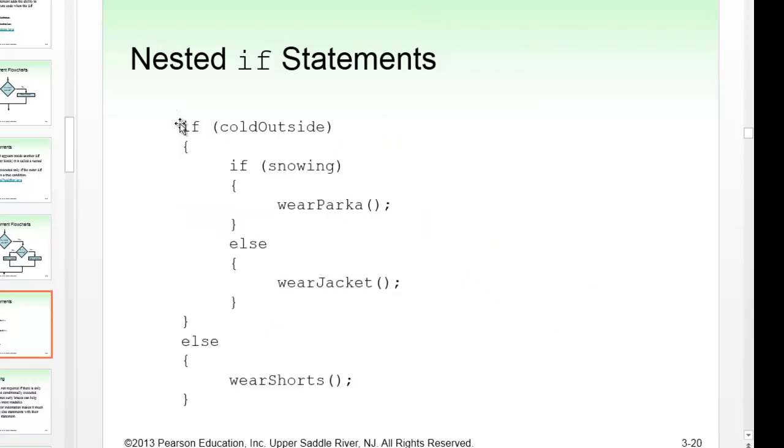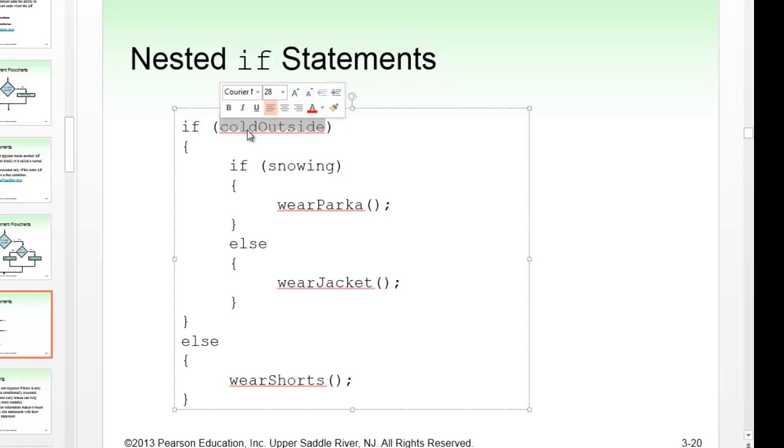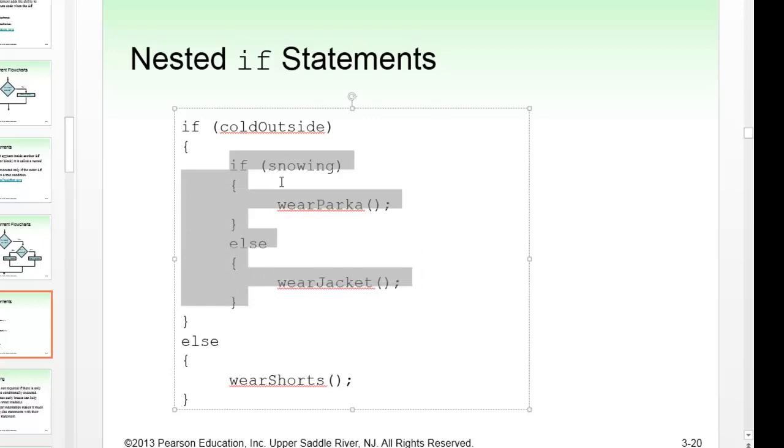So this is what the above code looks like. Cold outside would be, in this case, a flag or a Boolean. You could also have a comparison going on here. If it is not cold, then it goes to the else section here, and it calls wear shorts. But if it is cold, then we have another set of if-else that we have to compare. If it is snowing, wear a parka. If it is not, wear a jacket.